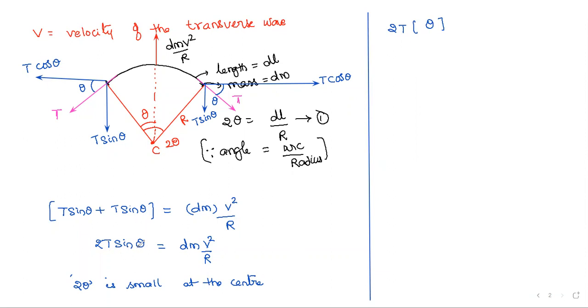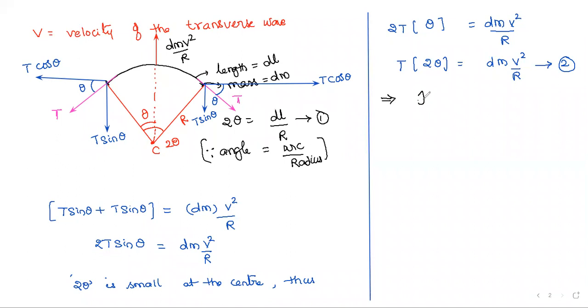So I write it as 2T into theta equals dm into v square by r. Any confusion in this step? Very good. Now I write it like T into 2 theta equals dm into v square by r. Now check back the first equation. What you got here? First equation, 2 theta equals dl by r. Now solve the two equations.